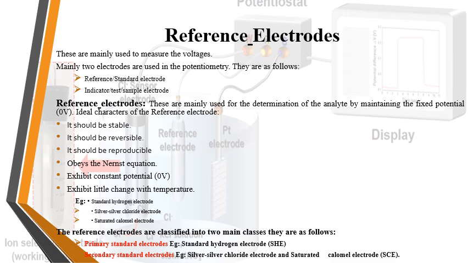The reference electrode is classified into two: the primary standard electrode and the secondary standard electrode. An example of the primary standard electrode is the standard hydrogen electrode, while the secondary standard electrodes are the silver chloride electrode and the saturated calomel electrode. They are crucial for providing a stable point of comparison in a potentiometric measurement.